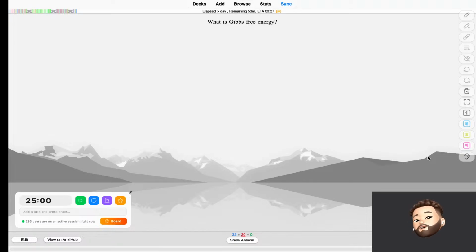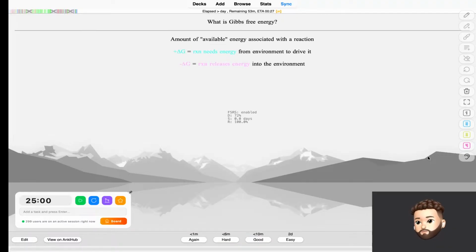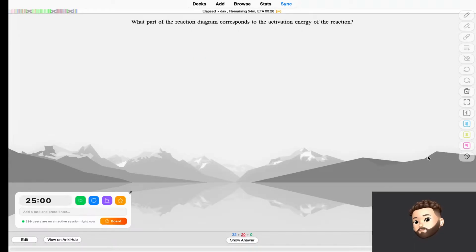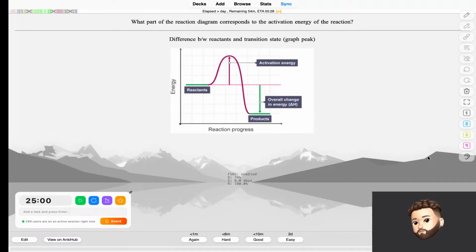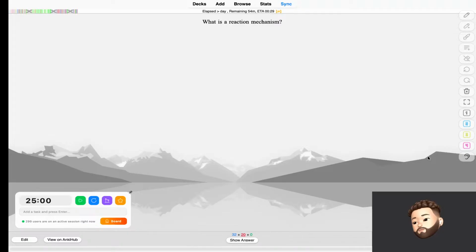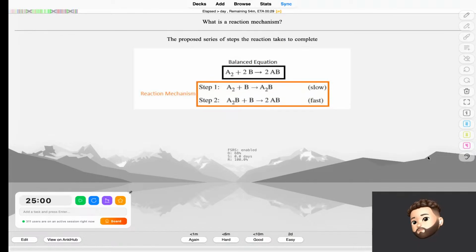What is the Gibbs free energy? Gibbs free energy is gonna be the available free energy associated with the reaction. The difference between the energy between the transition state and the reactants. A series of steps that must occur in order to get from the reactant to the products.